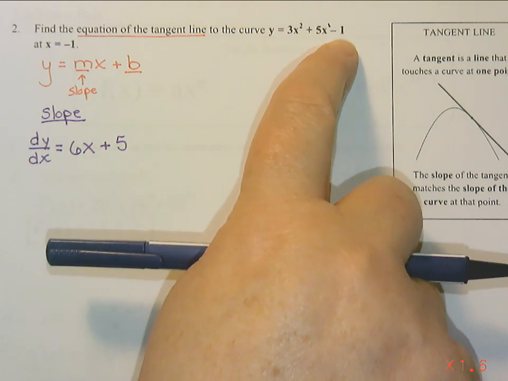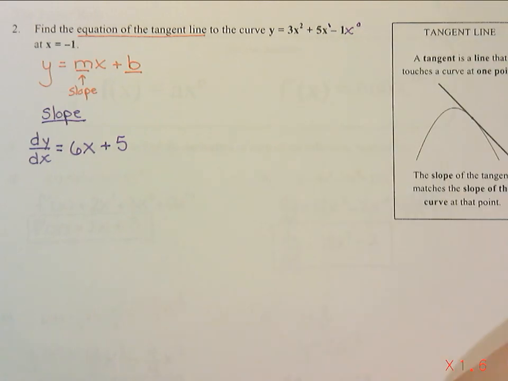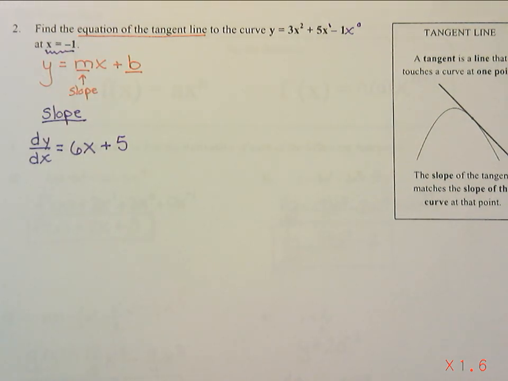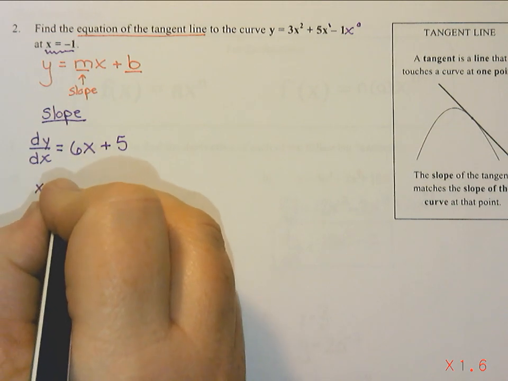And then here, the -1 is a constant. It technically has an x to the power of 0. 0 times -1 is just 0. So that term is going to go away. So my derivative is just going to be 6x plus 5. Now, that is the equation of the derivative, or the slope, at any point on the curve. Specifically, I want x equals -1.